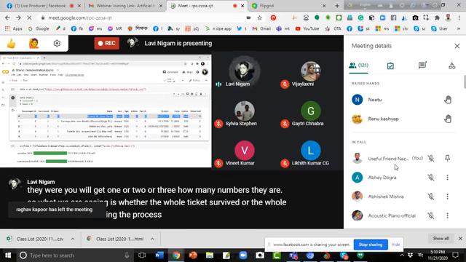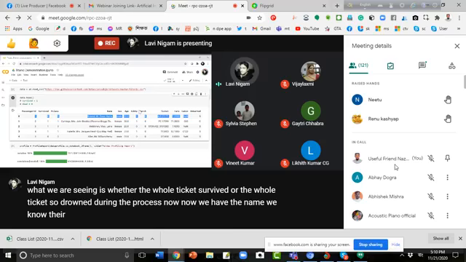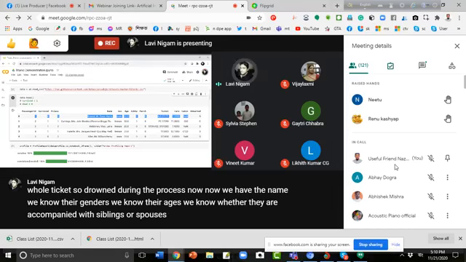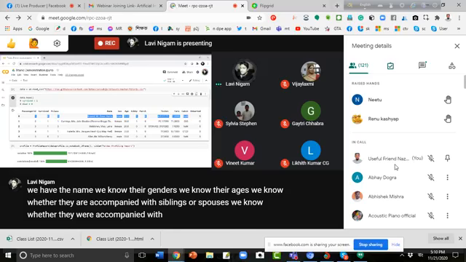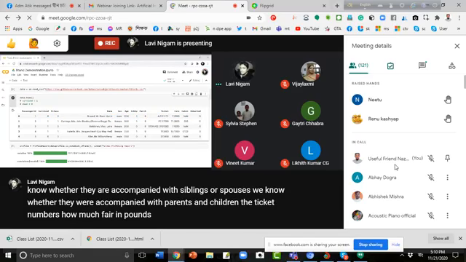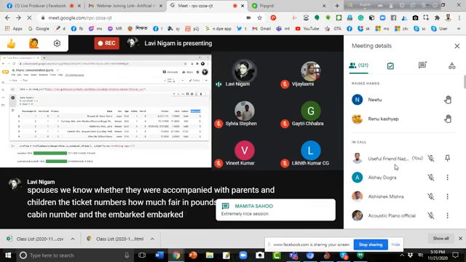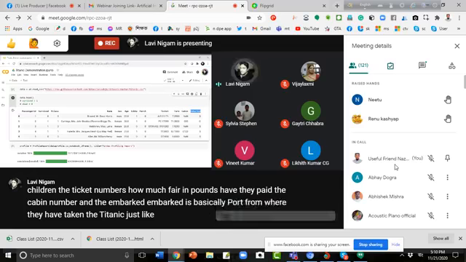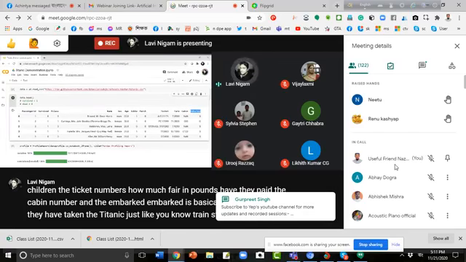Now we have the name, we know their genders, we know their ages, we know whether they were accompanied by siblings or spouses, we know whether they were accompanied by parents and children, the ticket numbers, how much fare in pounds they have paid, the cabin number, and the embarked. Embarked is basically the port from where they took the Titanic, just like train stations or airports. So this is the data.